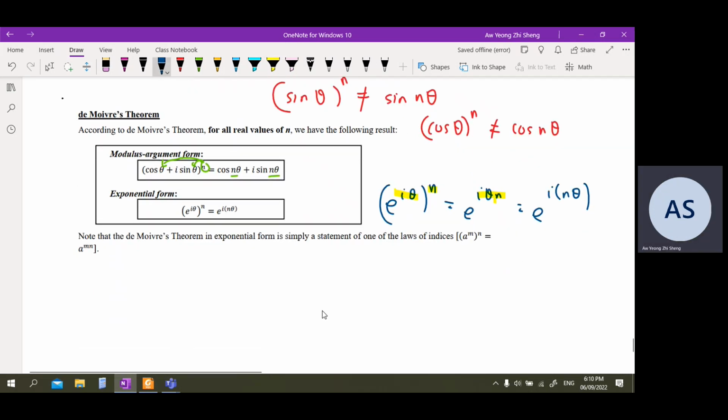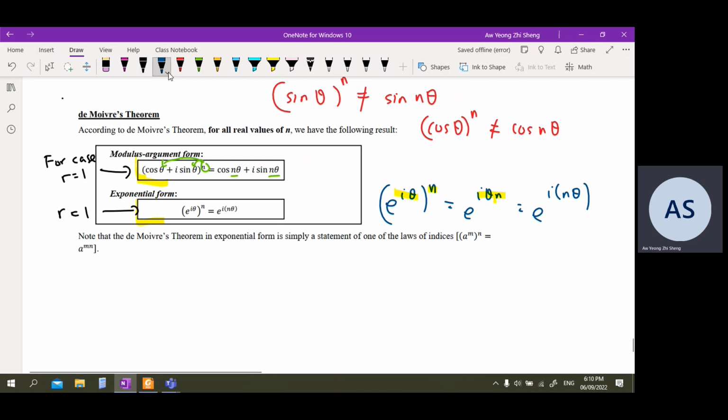So, just a very quick proof of the case n equals 2 using the modulus argument form. Oh, and by the way, in the two boxes of results here, notice that I don't put the R there. Here, maybe I should just show you what the result will look like if R is not 1. This is actually for the case R equals 1.